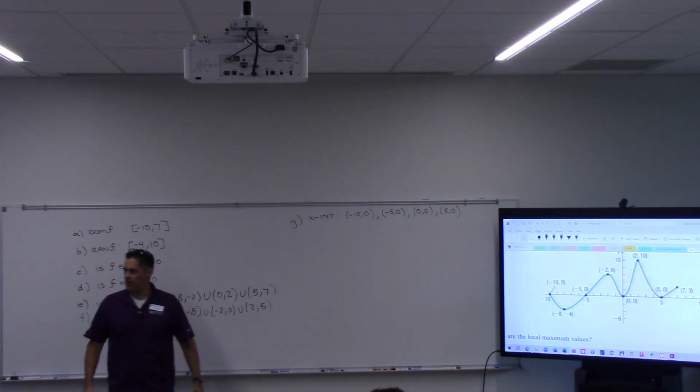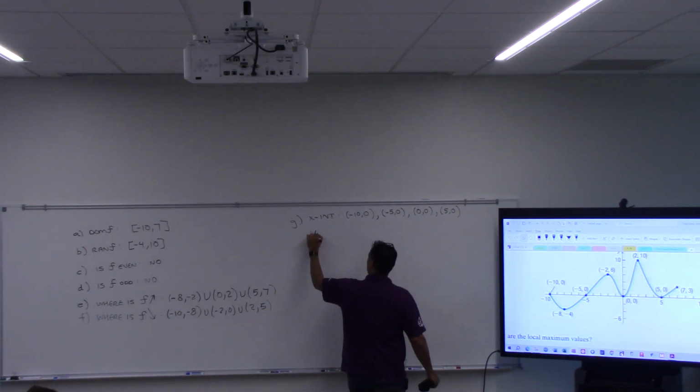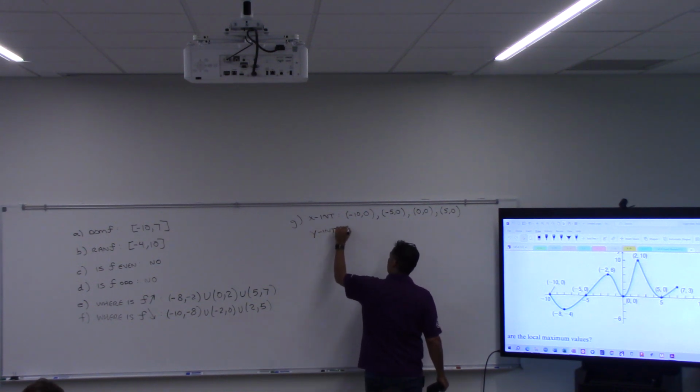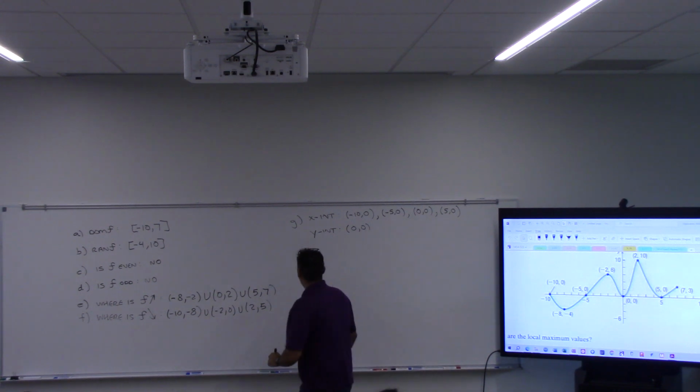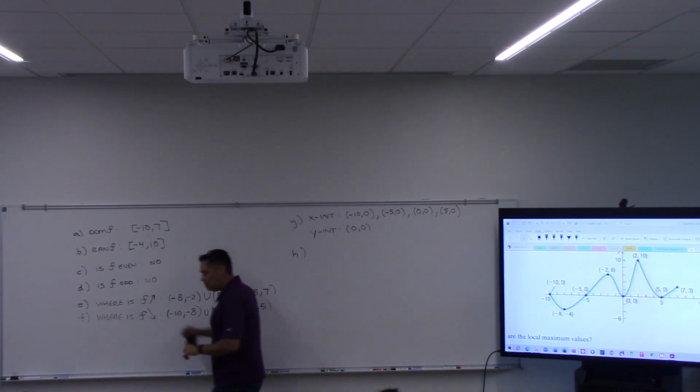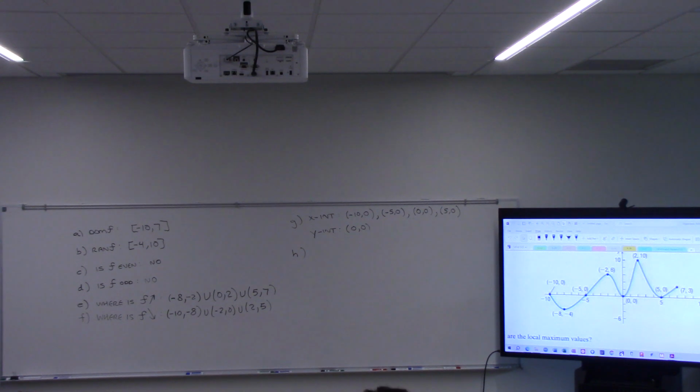You want to give y-intercept while you're at it? Sure. Do we have any y-intercepts? 0, 0. Okay, it only hits the y-axis in one place. G, H. Okay, good job. Y'all are doing good.